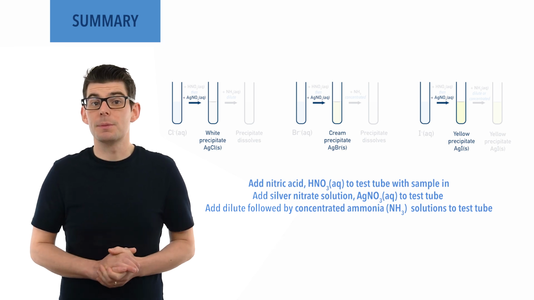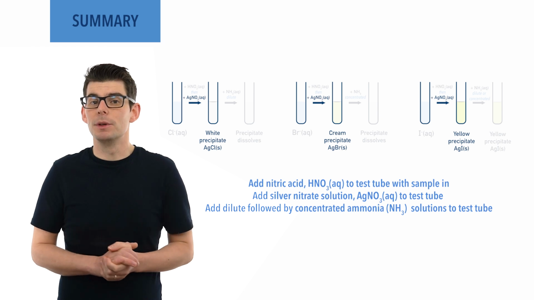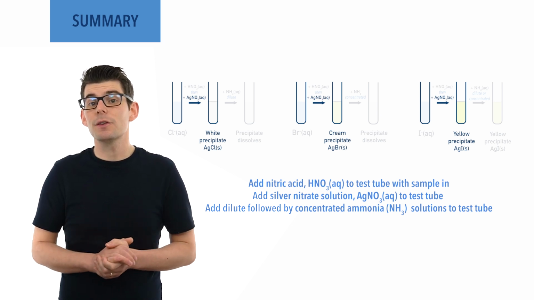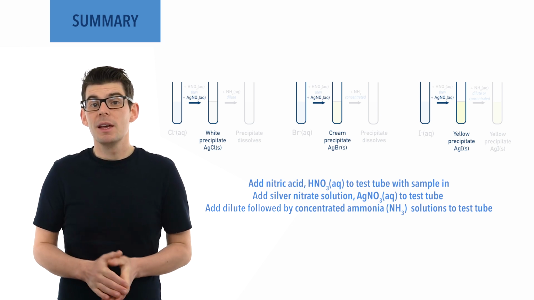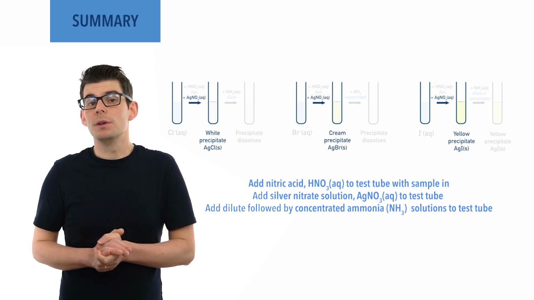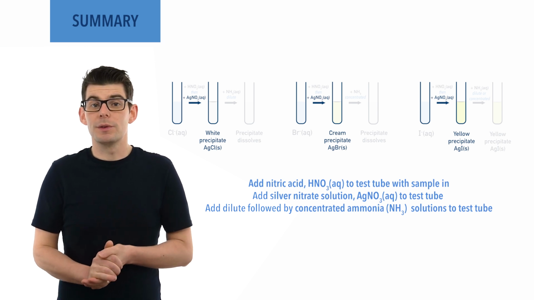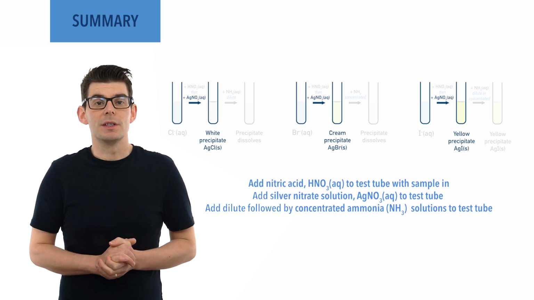The colours of the precipitates can be difficult to see and can be further identified by adding ammonia solution, as each has a different solubility in ammonia. Silver chloride dissolves in dilute ammonia, silver bromide will only dissolve in concentrated ammonia, and silver iodide won't dissolve in either dilute or concentrated ammonia.